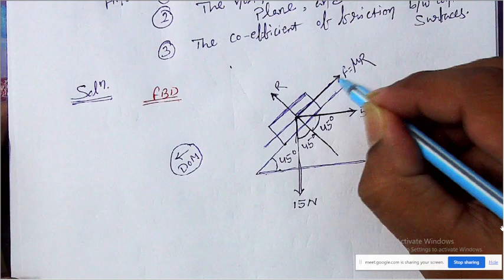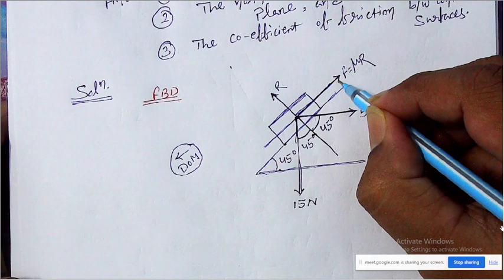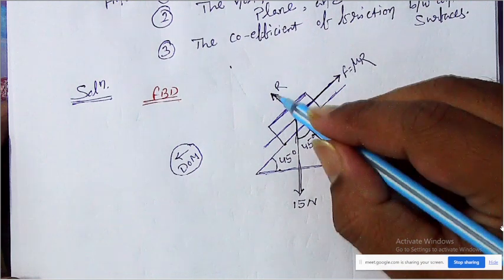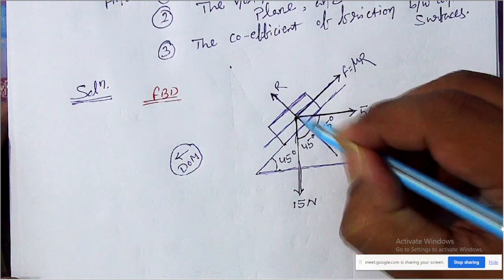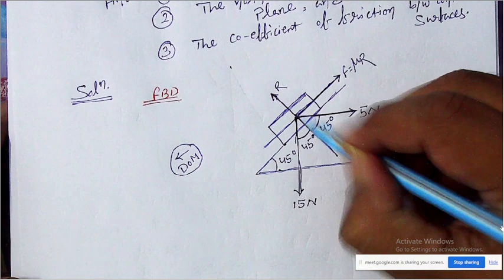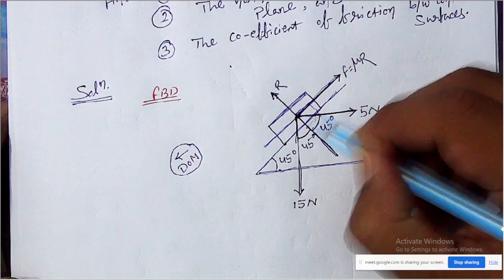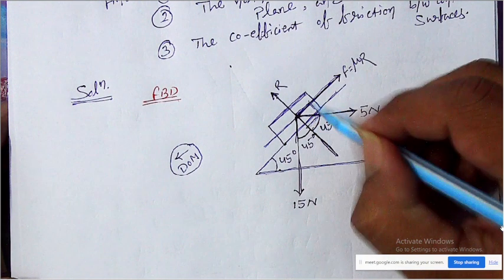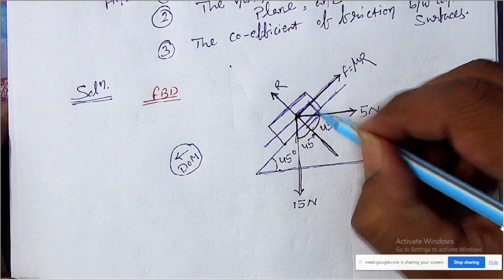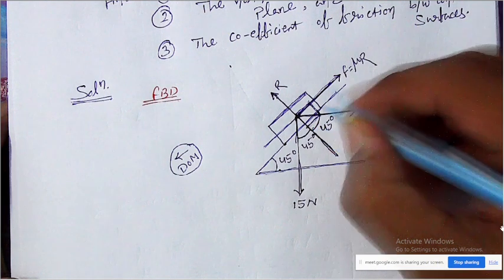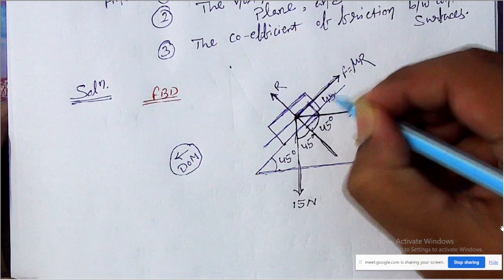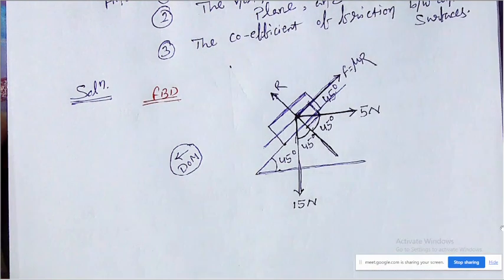Next. This line is parallel to the inclined plane, which is the frictional force. We are here to find the angle. Now, this is a normal reaction or not? Perpendicular to the contact surface. Yes. So, what is the total angle? 90. So, what is the other angle here? 45 degrees. Okay, so why are we doing all these things?